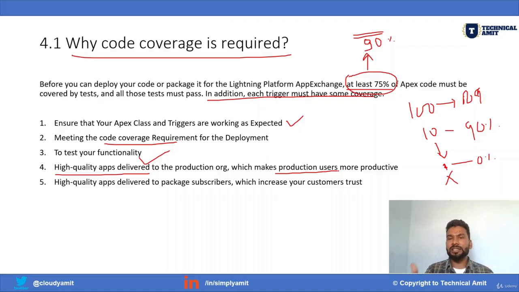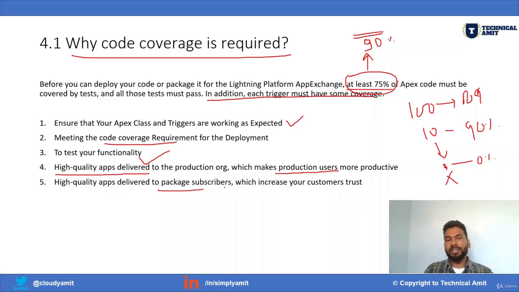But if you are sending code to production which is more buggy, which is not scalable, and you have got n number of errors, your end users or production users are not going to be able to work, because most of the time they will be stuck on the errors and waiting for that bug to be resolved. So that is also one reason why we write the code coverage.